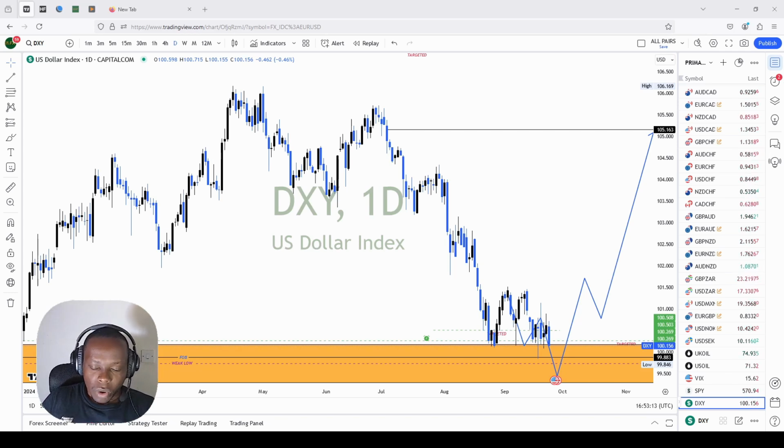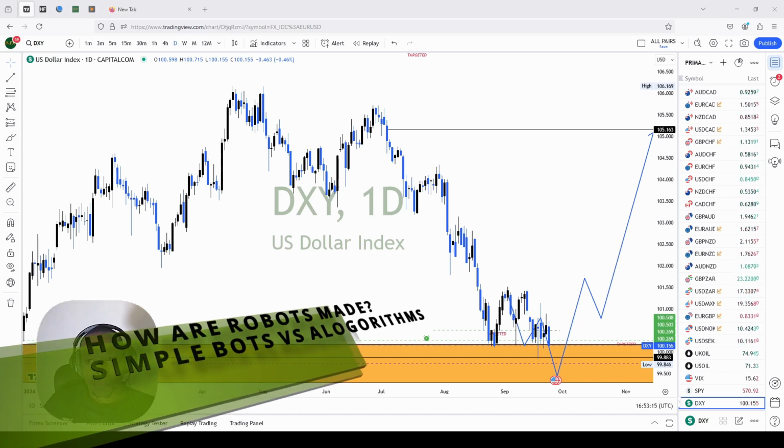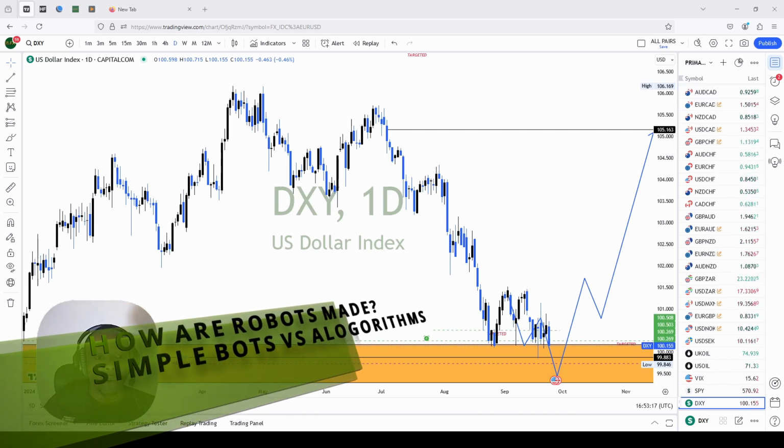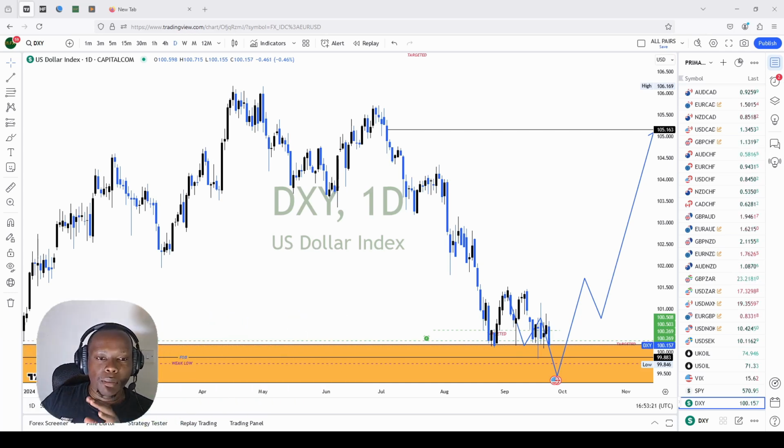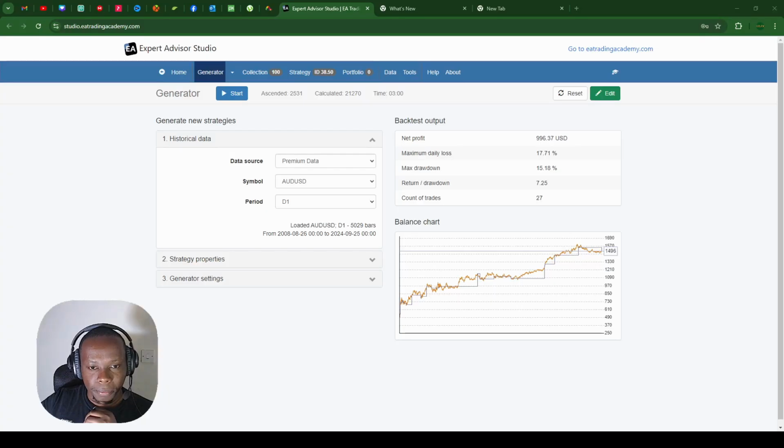So how are they made? There are simple robots and then there are complex robots. We'll start with simple robots, and I'll just use an example. A simple robot is created by putting together some indicators and rules within the indicators: if this rule is met, buy. If this rule is met, exit out of the trade. If this rule is met, you sell.